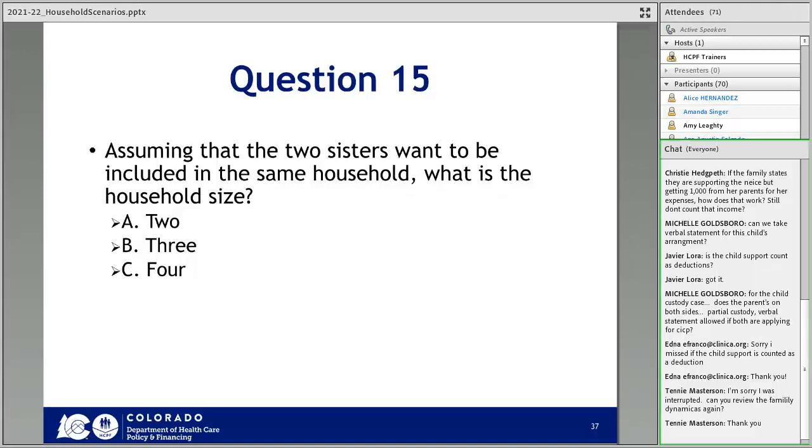Okay. So for this one, it's 4. So you have the applicant who is pregnant, so you would count her and the unborn baby. You'd also count the 3-year-old, and you'd also count the adult sister. So you have 4 people included in this household.